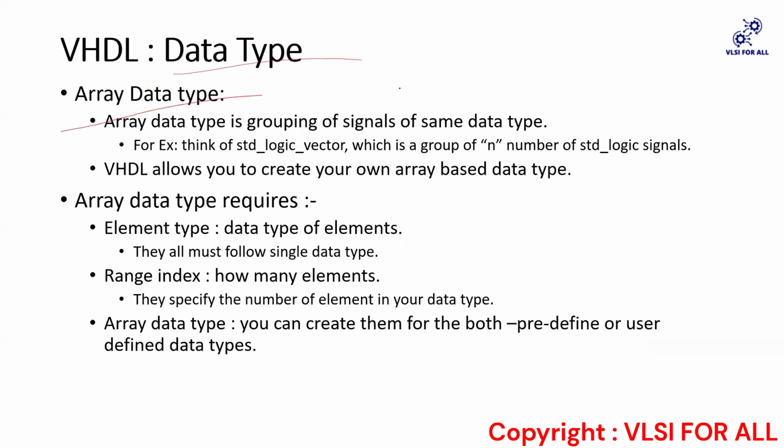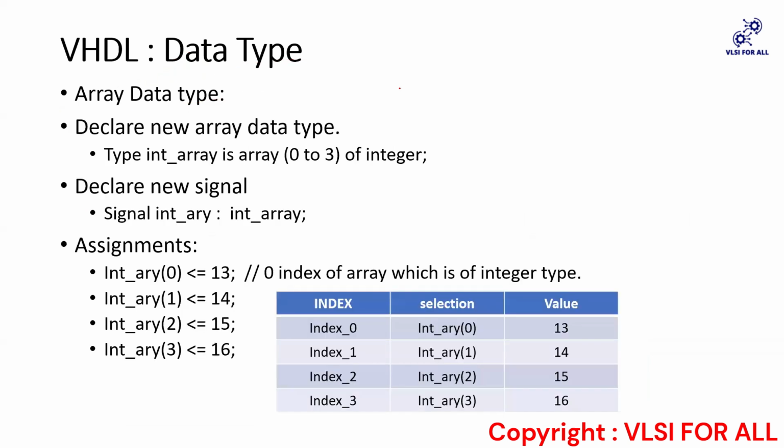We also saw the array data type. An array is nothing but a group of the same data type. We saw how the indexing happens, how you can select a particular bit, the part select, and how you can assign the value. Up to here we saw, and I gave you some homework also.